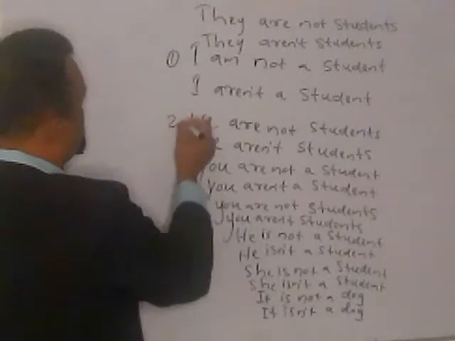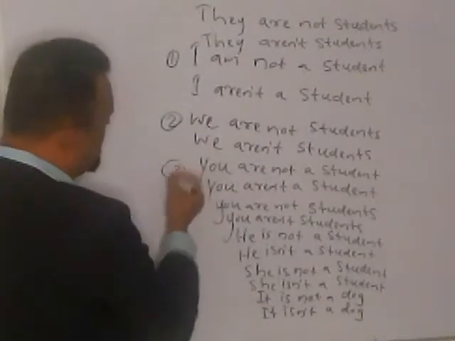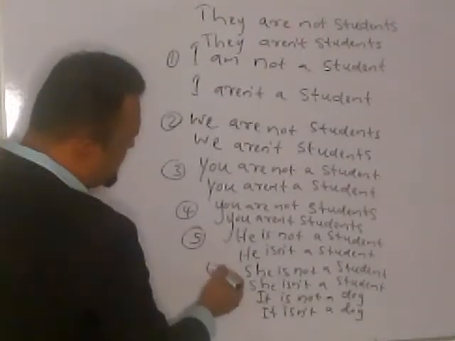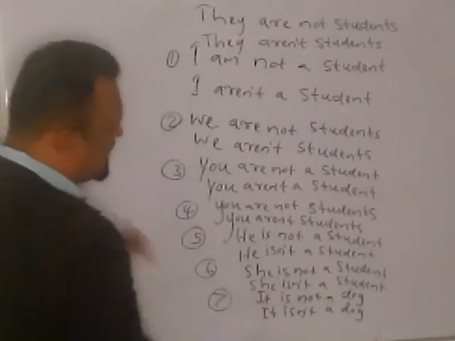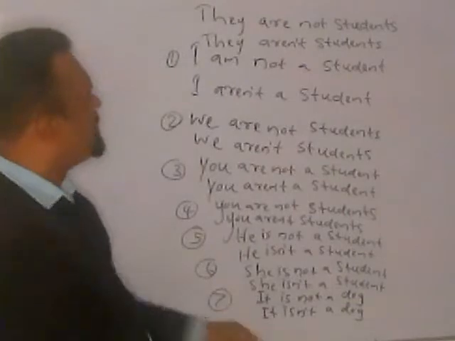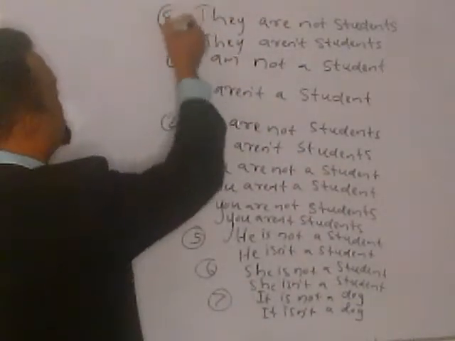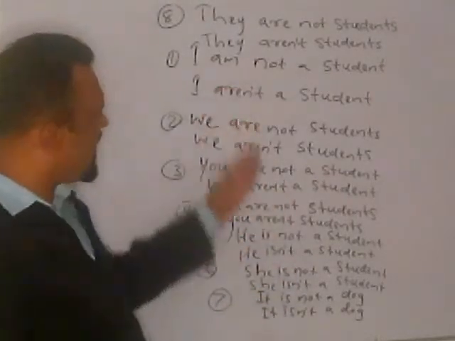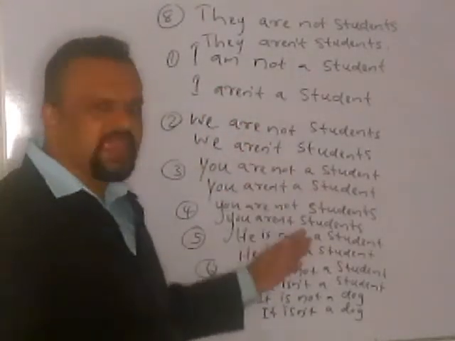We start from here. 1, 2, 3, 4, 5, 6, 7, and I wrote the eighth one here. I think now you can understand what is the negative statement.